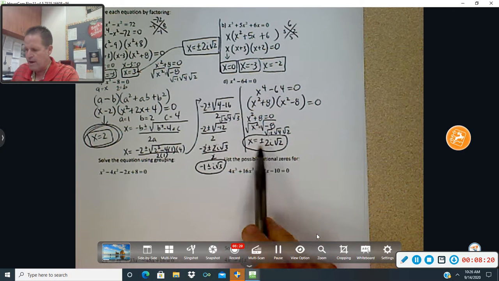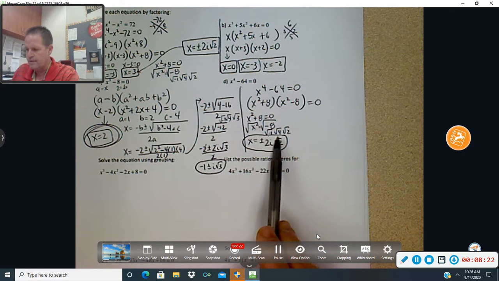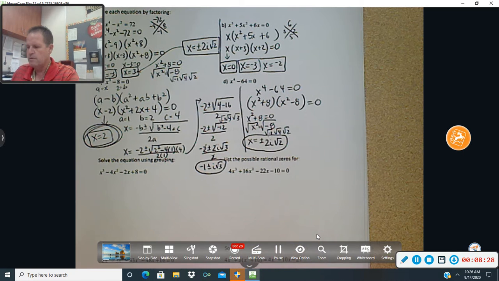And right now there are 2 answers. Again, I get that 2i by doing square root of 4, which made 2. Square root of negative 1 was the i, plus or minus 2i square root of 2.